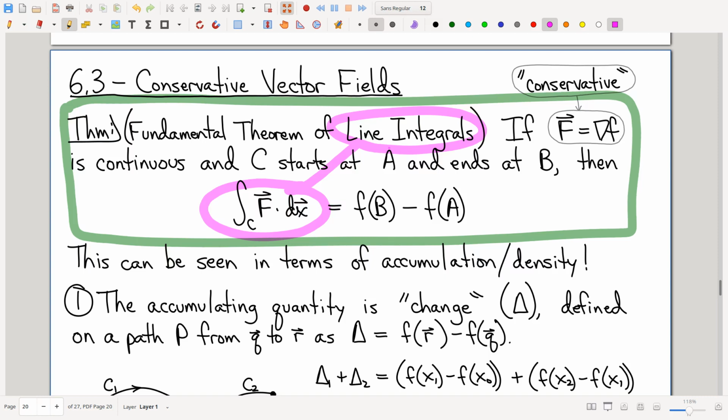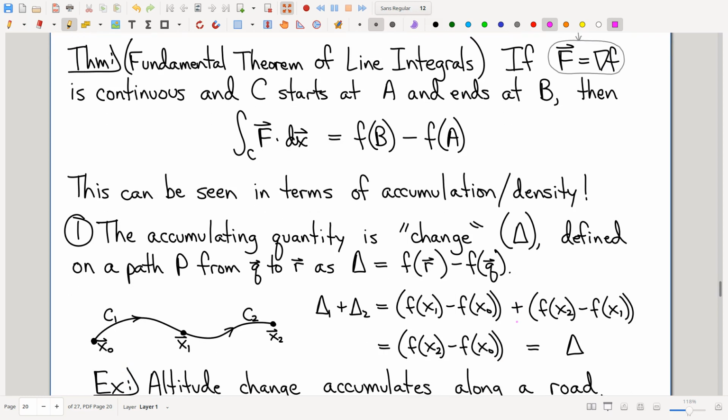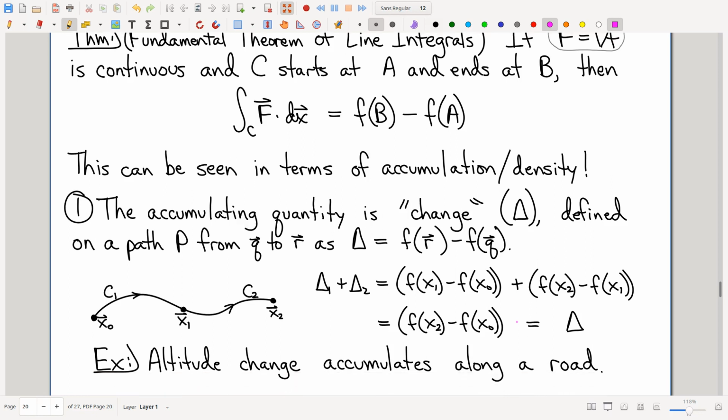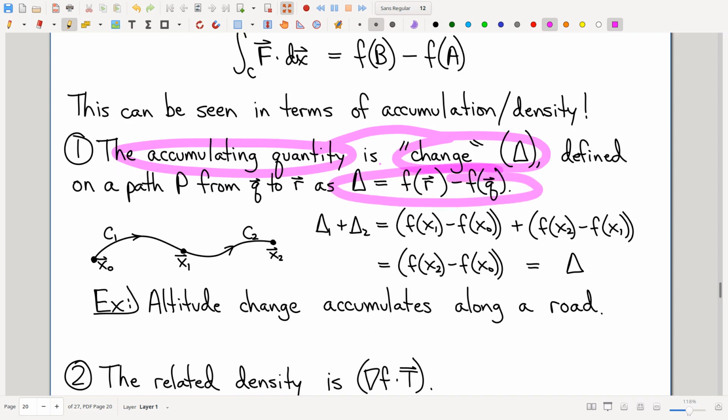All right, so let's see, how are we going to understand this theorem? Again, there's different ways to go on this. Lots of valid and reasonable and useful points of view. What I'm pushing here, obviously, very much is this idea of accumulation and density, right? And so that's the take that I want to present on how to think about this theorem, is that this is about an accumulation. And the accumulating quantity is change, again. Just like with the fundamental theorem of calculus, change is the quantity that I want to think of as sort of adding up.